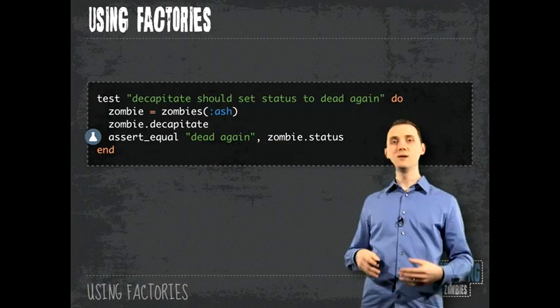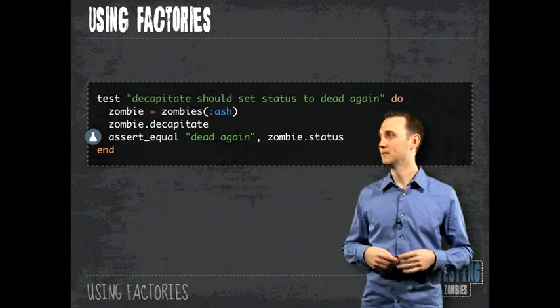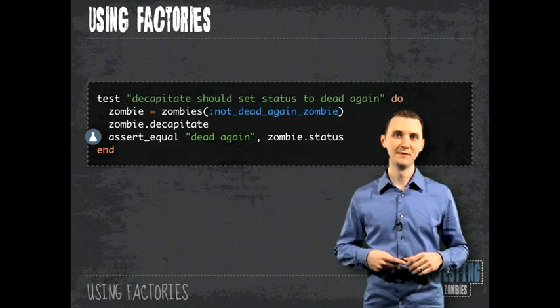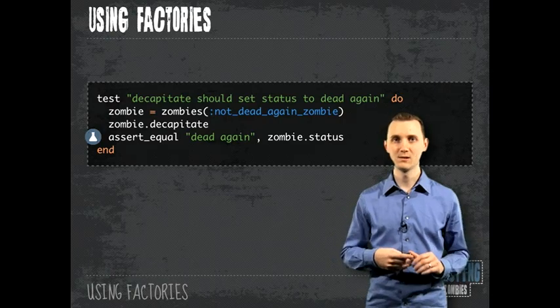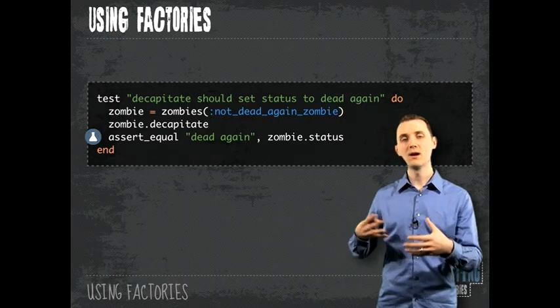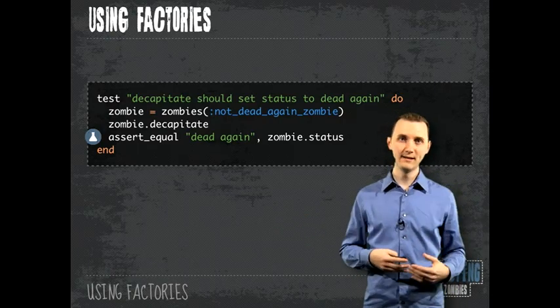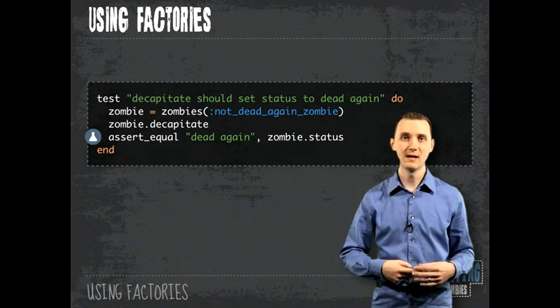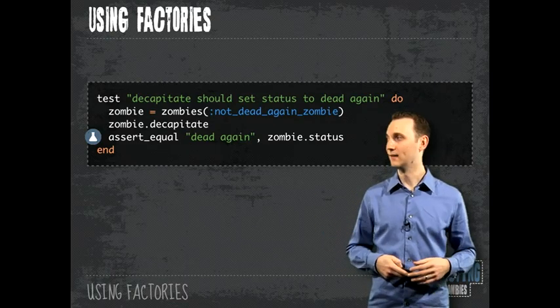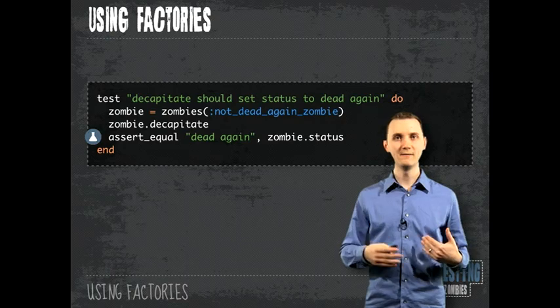Maybe to get around that, you had a particular fixture called not dead again zombie, right? Maybe the status was not dead in the fixture. So in this case, you're kind of saying, I know that it wasn't dead again to start with. I'm asserting that after decapitate, it's dead again. That's a better test. But you can see we now have new fixtures.